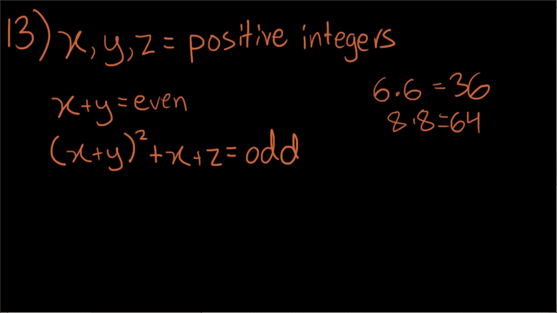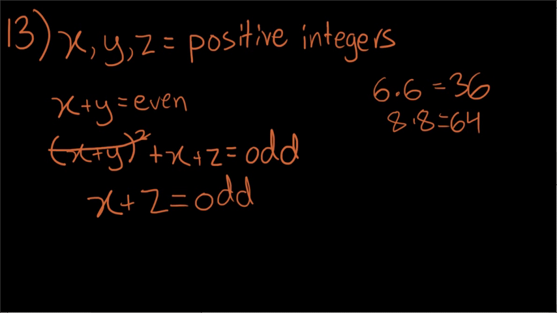So we know that (x + y) squared has to be even, so we can get that out of the equation. So x plus z has to be odd. Now, we don't know whether x is an odd number or an even number, and knowing what y is isn't going to help us at all. So now we start looking at the answer choices.